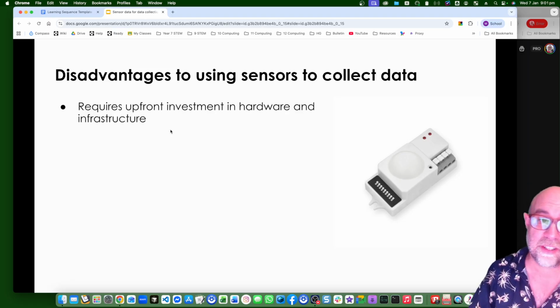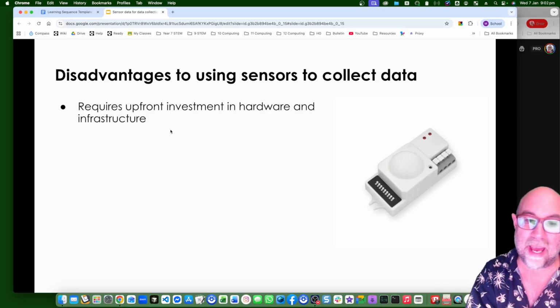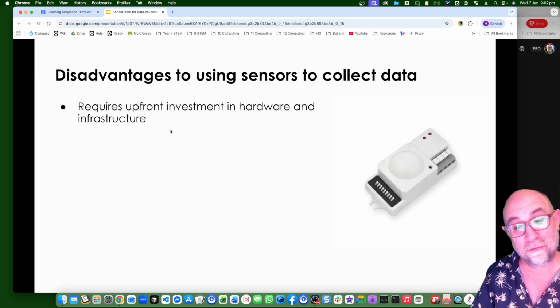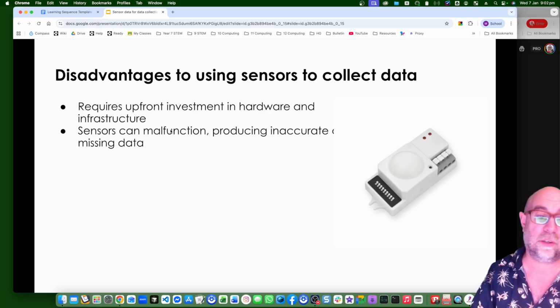Now, there are downsides, of course. You do have to invest in hardware and infrastructure. As I said, the hardware is actually pretty cheap these days, but you've got to have a way for it to report back, so it's going over a wireless network or a physical network. You've got to provide power to it. Often the cost of the sensor is actually the smallest part of this equation.